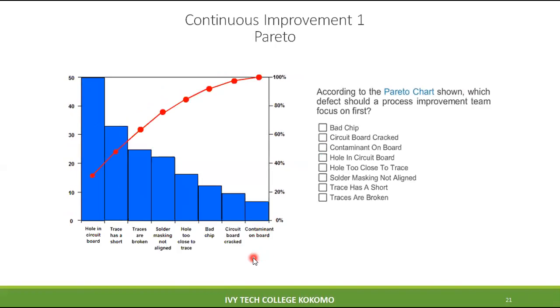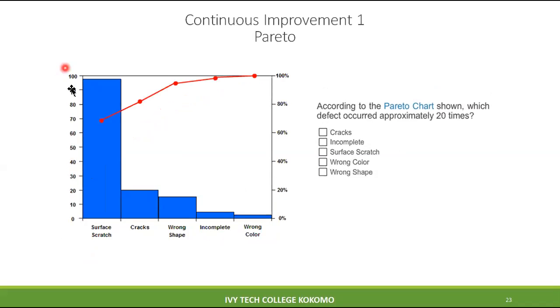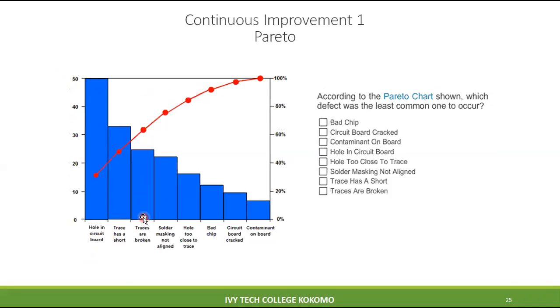According to this, which defect should the improvement team focus on first? You go by frequency, of course. Now, a hole in the circuit board is only about 15 to 16% of your total, but it is the most frequent. Which defect occurred 20 times? We look at our frequency chart here. We come over, and cracks are the ones that are 20 times. Least common down here, contaminant on board, or contaminant.